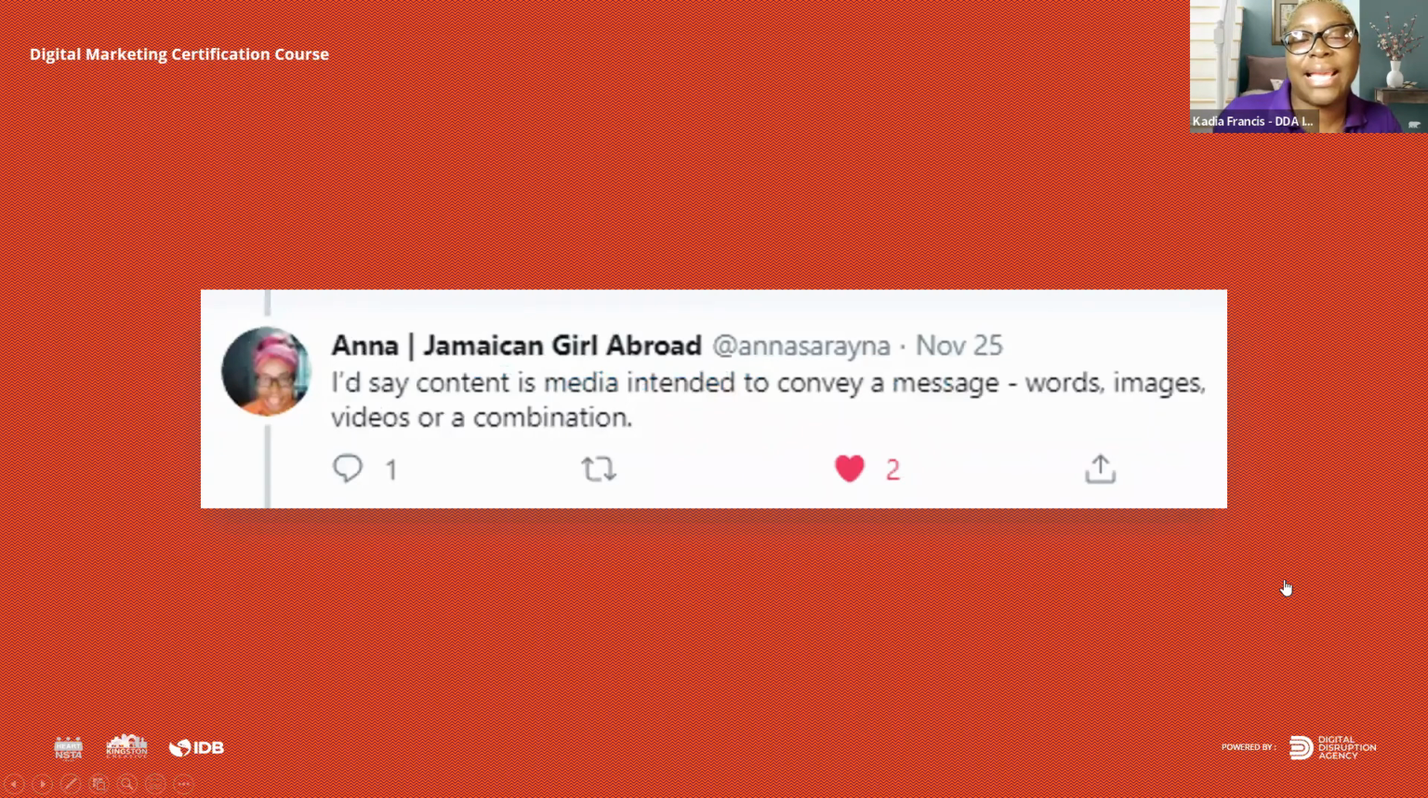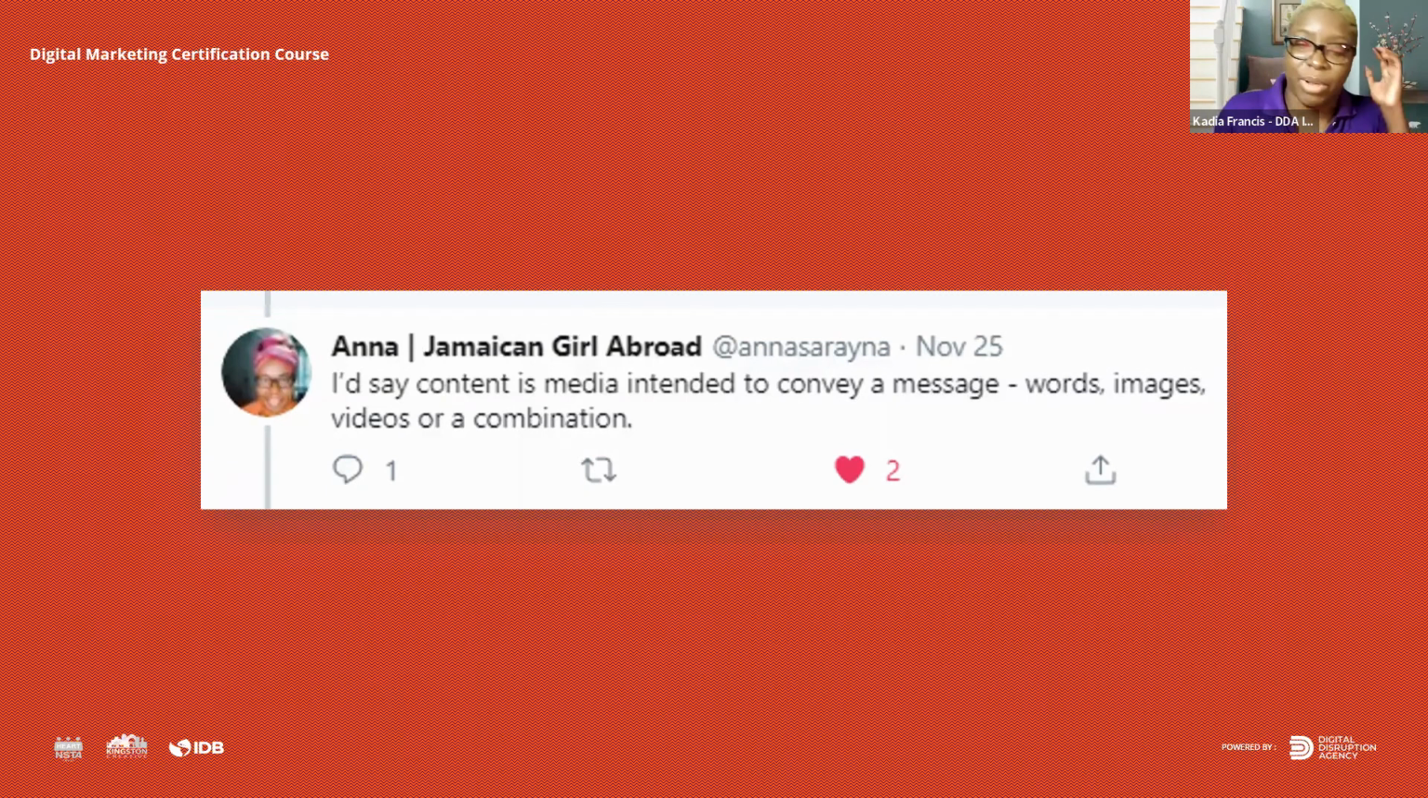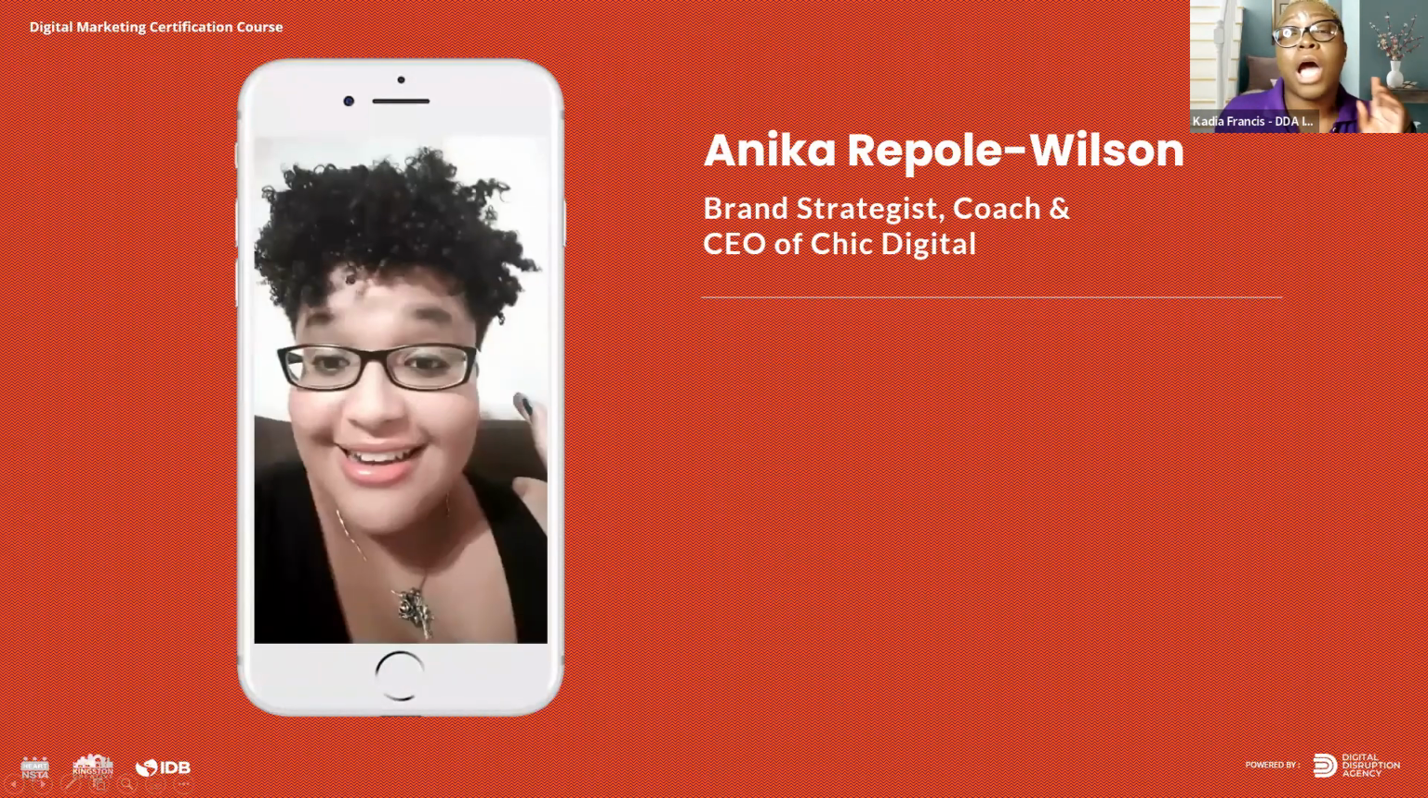Anna says, I'd say content is media intended to convey a message. So we're going back to it being media. We're going back to there being a message or an intention behind it. And it can be words, images, or a combination of both. So there are things that we generally agree on in terms of what content is.